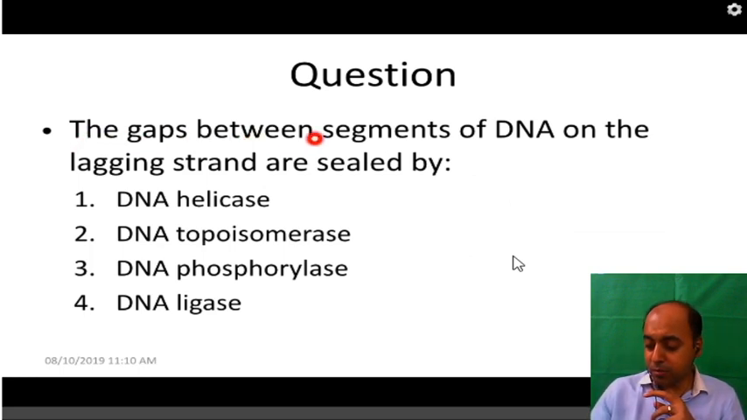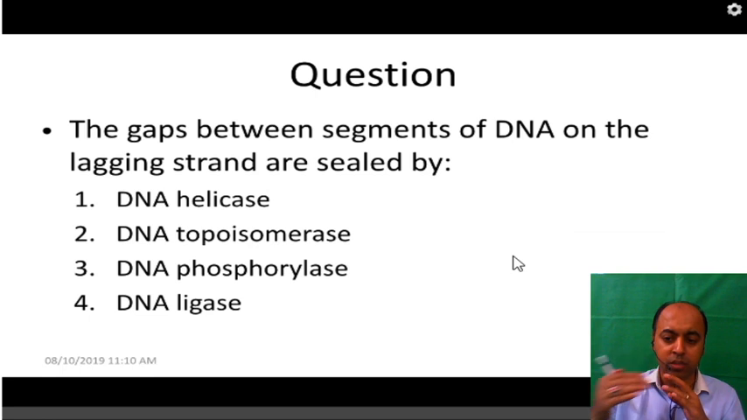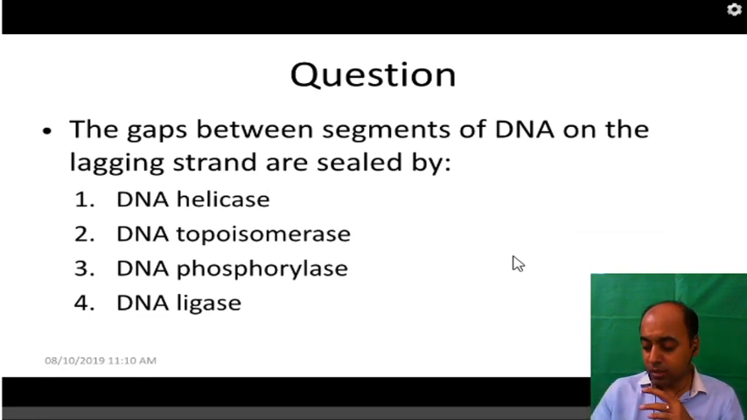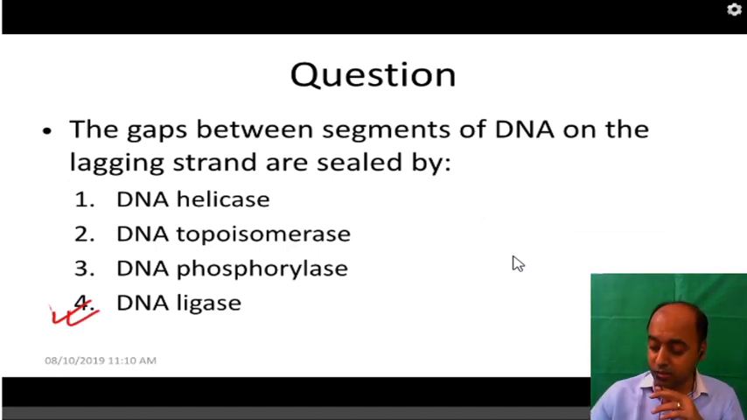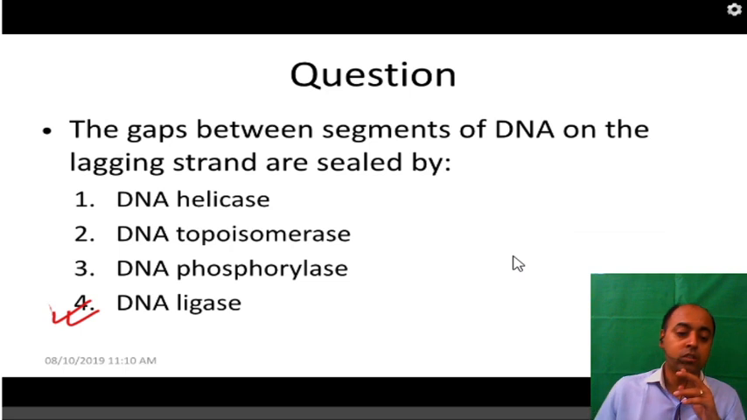The gaps between segments of DNA on the lagging strand are sealed by, means you have to join the two segments, and the answer in this case is DNA ligase. Very straightforward question. The answer is DNA ligase. Helicase will cause unwinding. Topoisomerase removes the torsion strain.